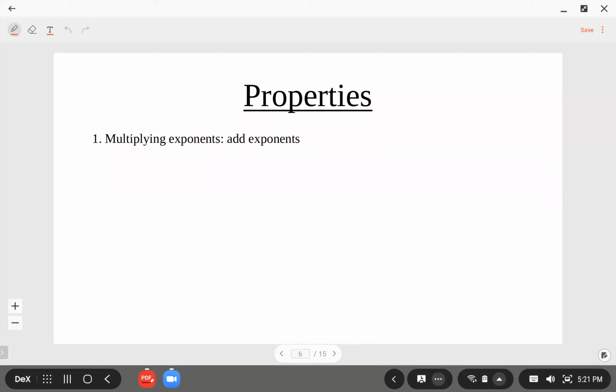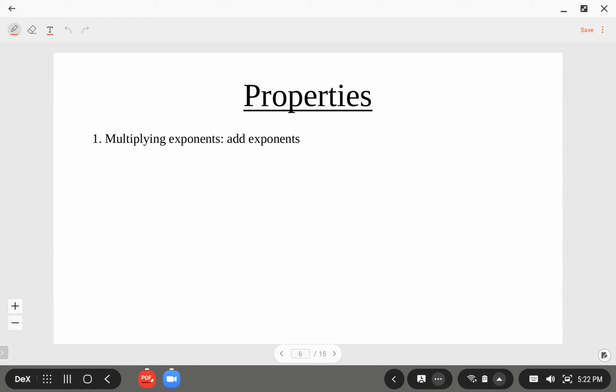The multiplication properties, the division properties. Number 1, when you're multiplying exponents, you add the exponents. This is very important. As I said, because there are 6 properties I want you to know, you can probably not memorize all of them and know their definitions and what to do, so it is best to take notes.